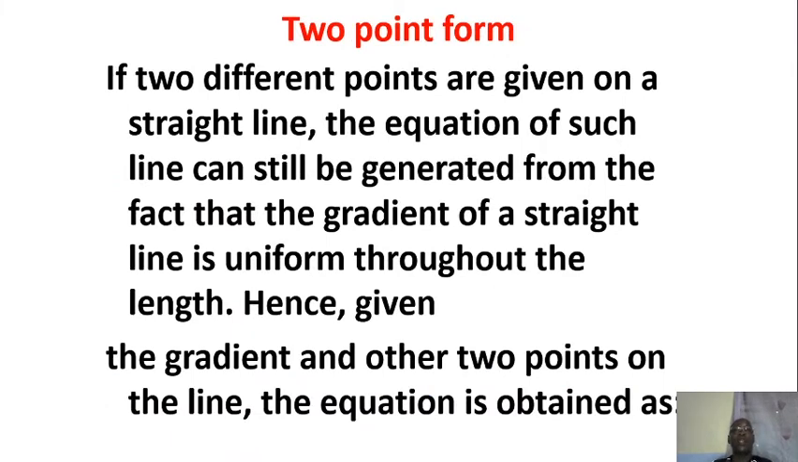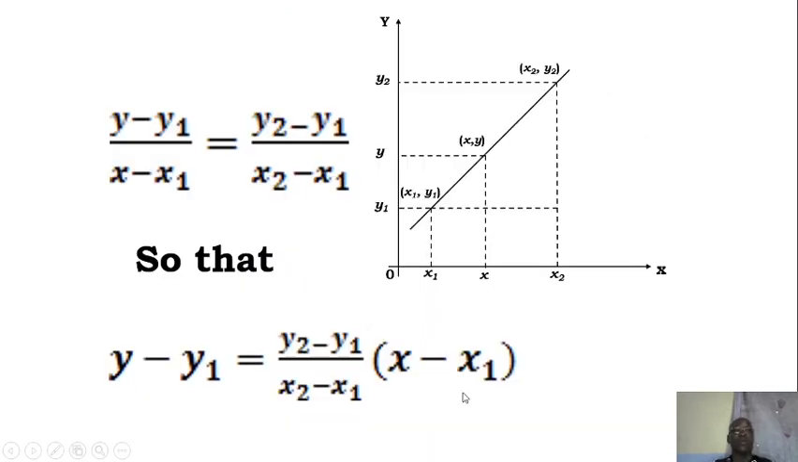Next, another form of the equation of a straight line is what we call the two-point form. We say if two different points are given on a straight line, the equation of such line can still be obtained or generated from the fact that the gradient of a straight line is uniform throughout the whole length. Hence, given the gradient and other two points on the line, the equation can be obtained. Even without the gradient, once we are given two other points, we can generate the equation. So let's go on and see what will happen.